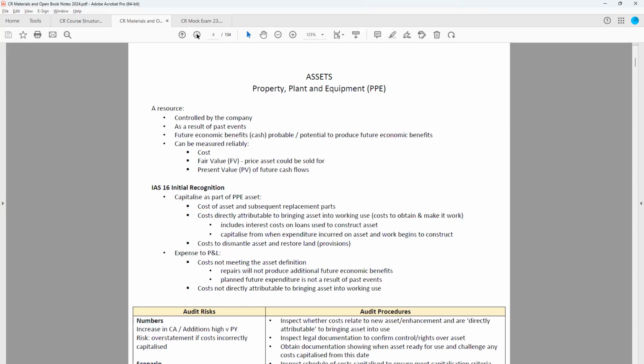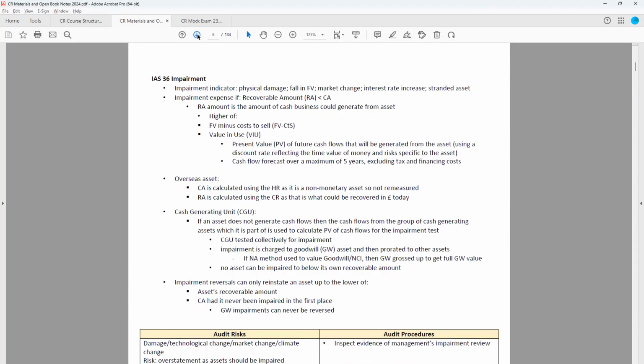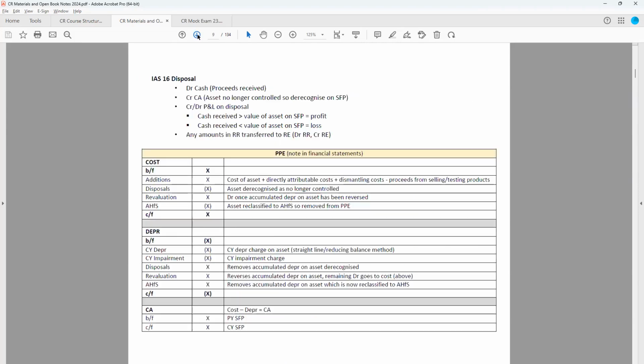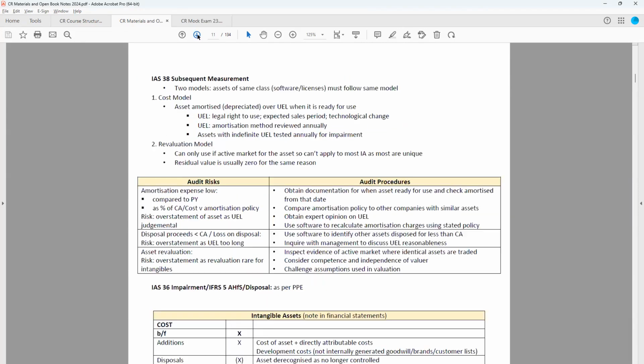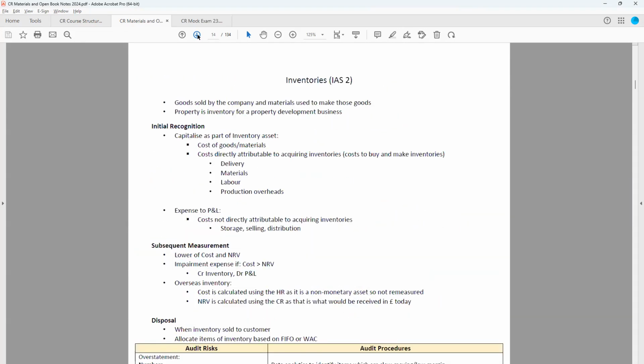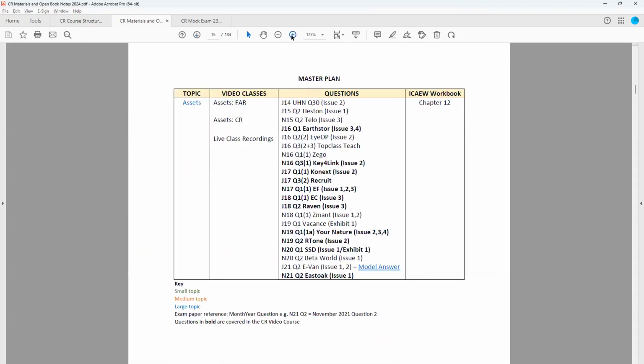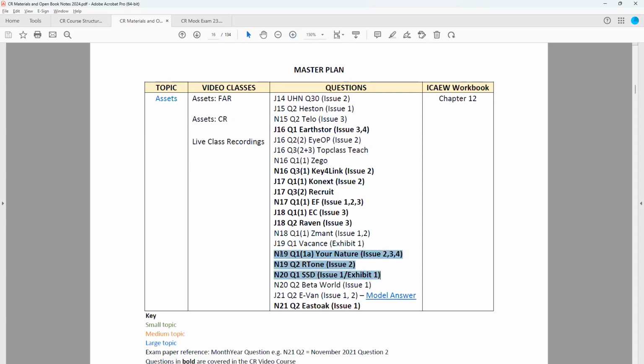And then you've also got audit risks and procedures as well for each topic area. So you can then go away, make sure you've understood this content, and then you can go and practice the other questions. So you can see here highlighted in bold the questions which are covered as part of the video course. You'll see me work through all of these questions, and then you'll be very clear on the exam technique to use and the technical content.